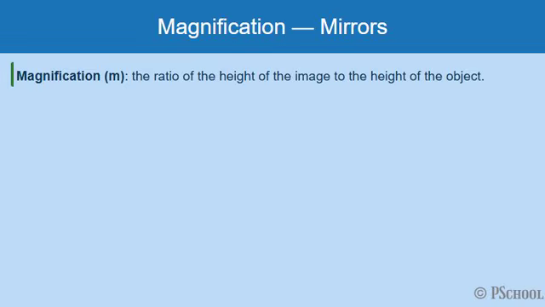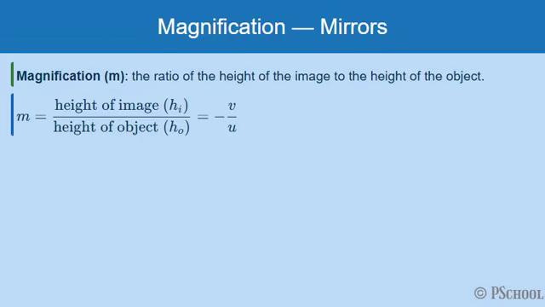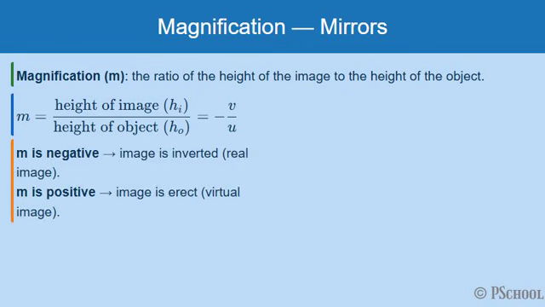Magnification is the ratio of the height of the image to the height of the object. The formula is m = height of image over height of object, which equals -V/U. If m is negative, the image is inverted. This corresponds to a real image. If m is positive, the image is erect. This corresponds to a virtual image.